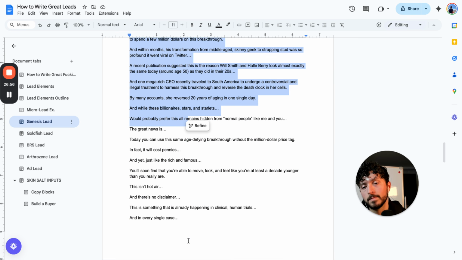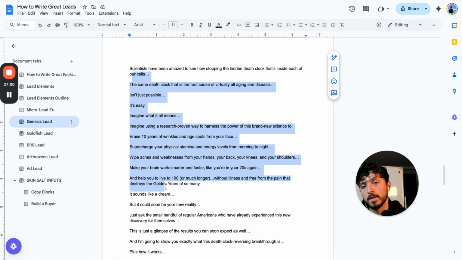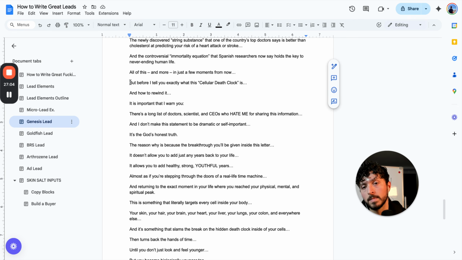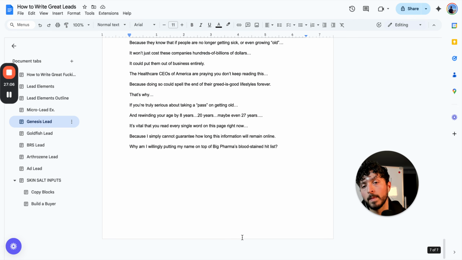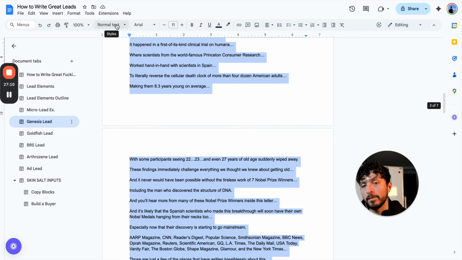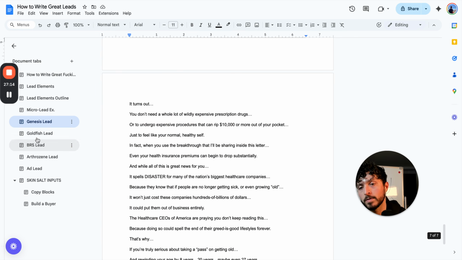Even more proof, the fact that it costs pennies. Future pacing. Fascinations. Keep going. Boom, done. I mean, it's just structurally like a masterpiece, right? It fits all the right things that you want it to hit. And this thing crushed, okay?